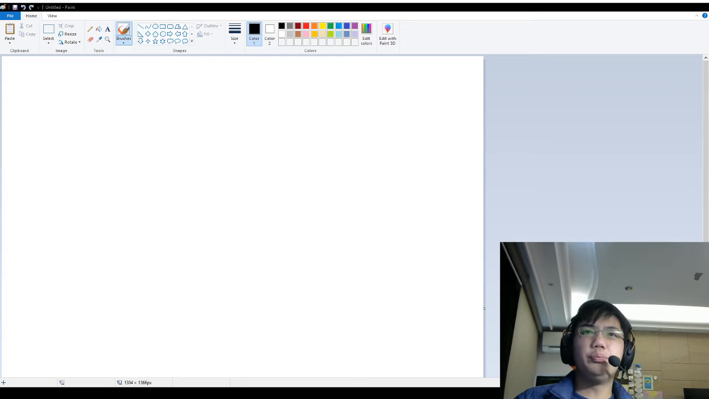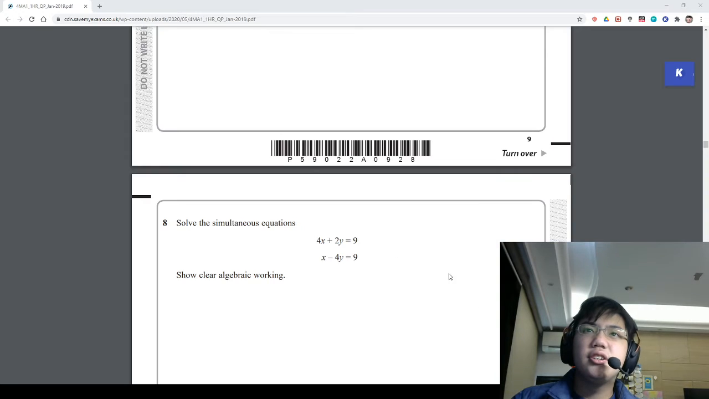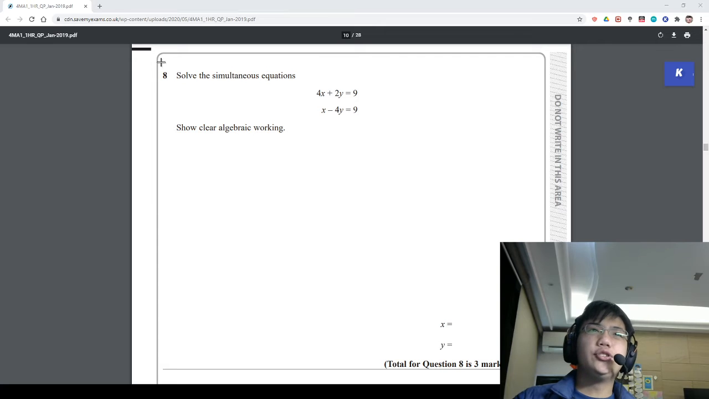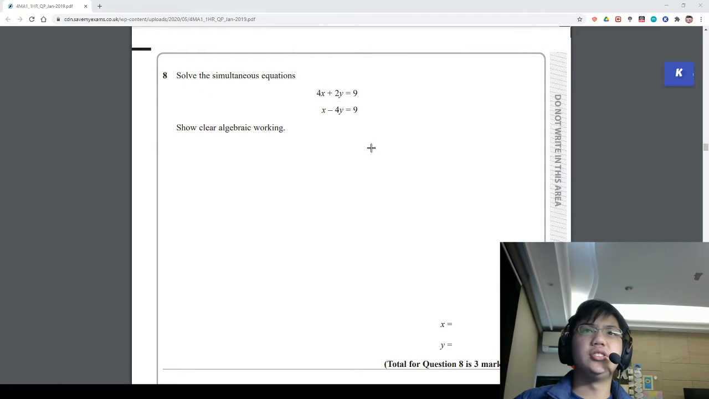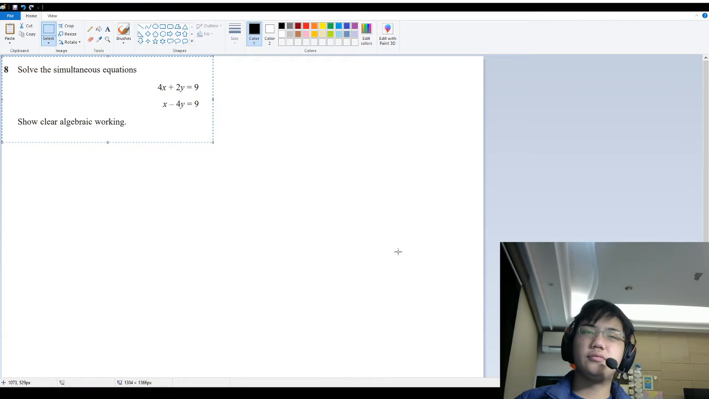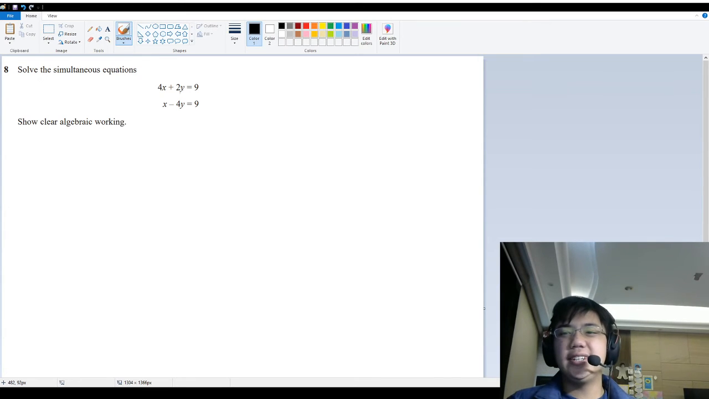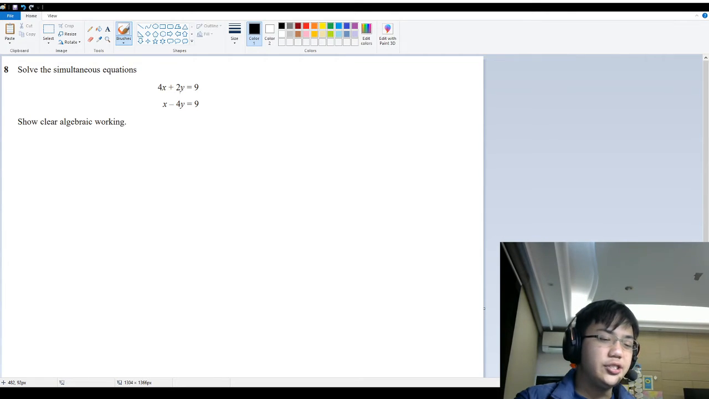So the next question would be question 8, which shows two simultaneous equations, and we need to solve both of these simultaneous equations. And we need to show clear algebraic working. So this is a more direct kind of question where we directly solve for two values without having a worded problem or any kind of situation given.